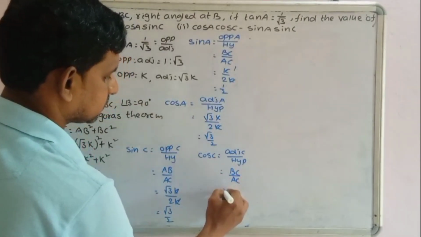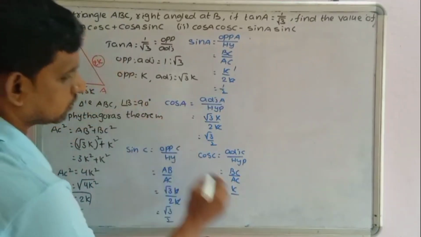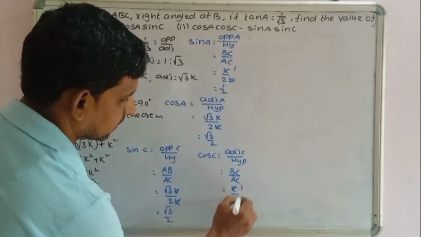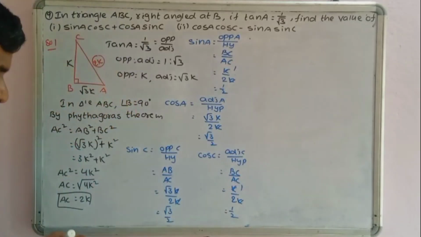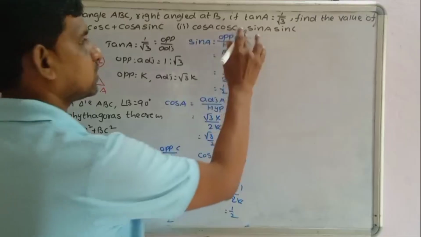Hypotenuse is AC. So BC value how much? BC value is K. AC value 2K. So K one time, so 1 by 2. Now the first one: sin A cos C plus cos A sin C. This is the first problem.